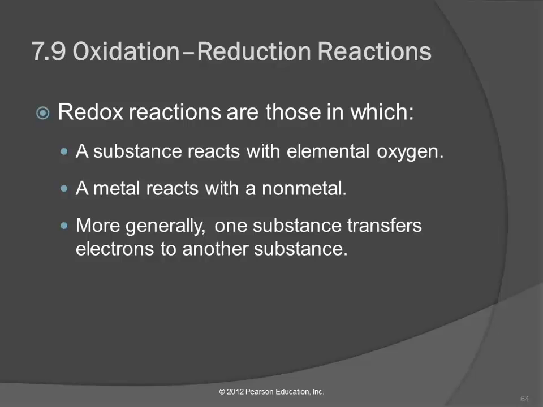And we have different ways of classifying reactions, so just because it's a redox reaction doesn't mean it can't be another type as well. So a substance reacting with elemental oxygen is a redox reaction. If you have a metal element reacting with a nonmetal element, it's a redox reaction. And more generally, if you have one substance that's losing electrons and transferring them to another substance, that's a redox reaction.